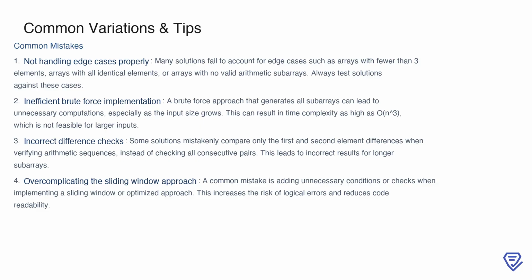Another mistake is relying on an inefficient brute force approach that generates all possible subarrays. This can result in time complexity as high as O(n³) and become infeasible for larger inputs. Additionally, solutions that check only the first and second differences to verify arithmetic sequences often fail for longer subarrays, as they don't ensure the same difference is maintained throughout. Lastly, overcomplicating optimized approaches like the sliding window method by adding unnecessary checks can lead to logical errors and make the code harder to read. Staying mindful of these issues can significantly improve both the efficiency and accuracy of your solution.